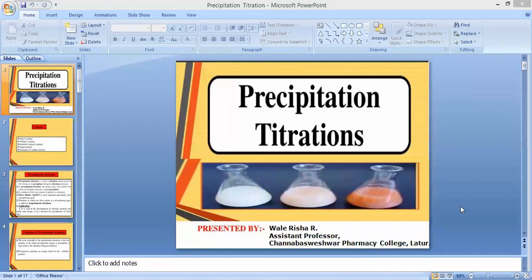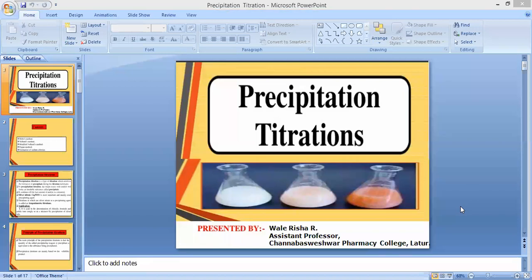So today we are going to start up with the last subunit of third unit, that is precipitation titration. In the last lecture, we finished off with complexometric type of titration, that is definition of complexometric titration, basic principle of complexometric titration, types of complexometric titration, metal indicators used in complexometric titration, what are the ideal requirements of metal ion indicator in complexometric titration, and estimation of drug substance, that is calcium gluconate and magnesium sulfate.